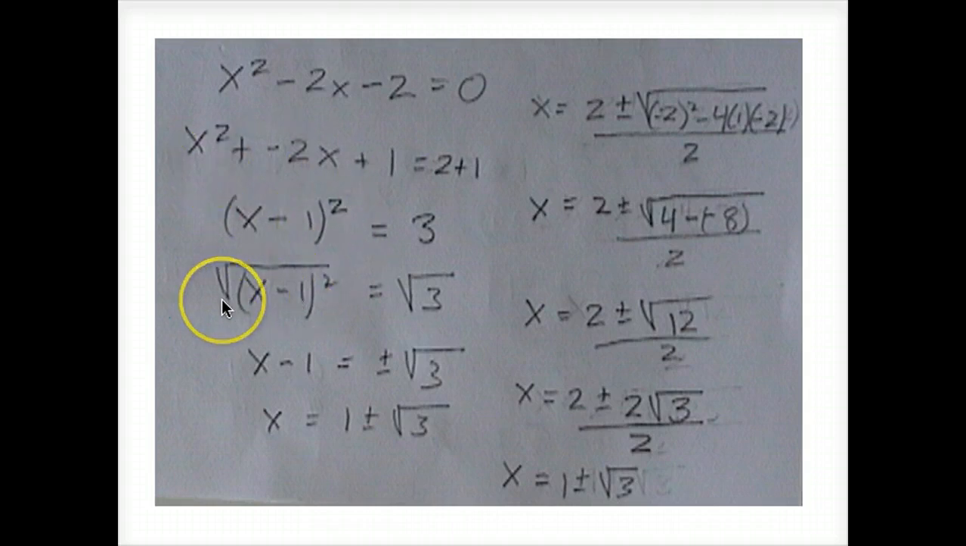Now I can square root that. There it is. Square root this. I don't know what the square root of 3 is, so I'm just going to leave it like that. So now I have x minus 1 equals plus or minus the square root of 3. Okay, so x equals 1 plus or minus the square root of 3.